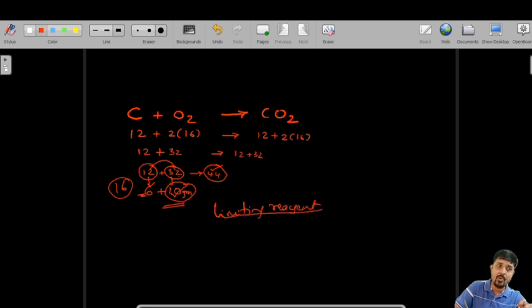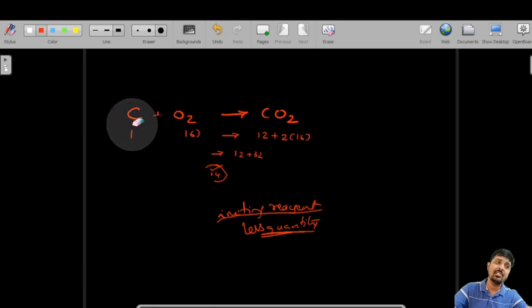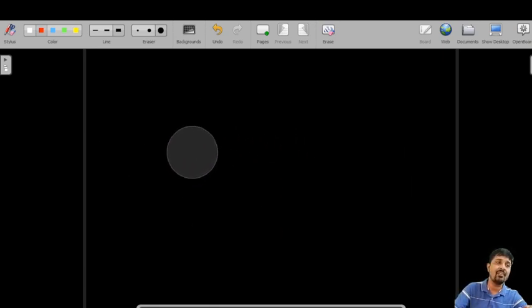So now hope you can understand what a limiting reagent is. The reagent or reactant which is available in less quantity than required is called the limiting reagent. So this is our first question's answer. What is limiting reagent? If the reactant is available in less quantity than required, then that reagent is called the limiting reagent. Now we'll go to the second question.